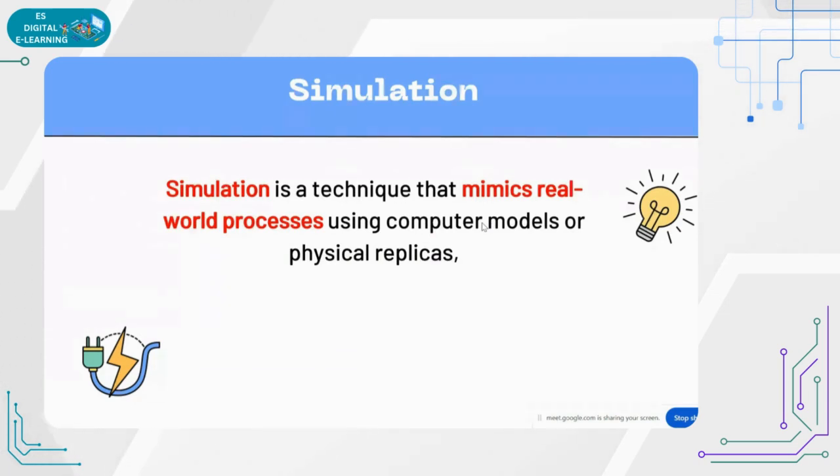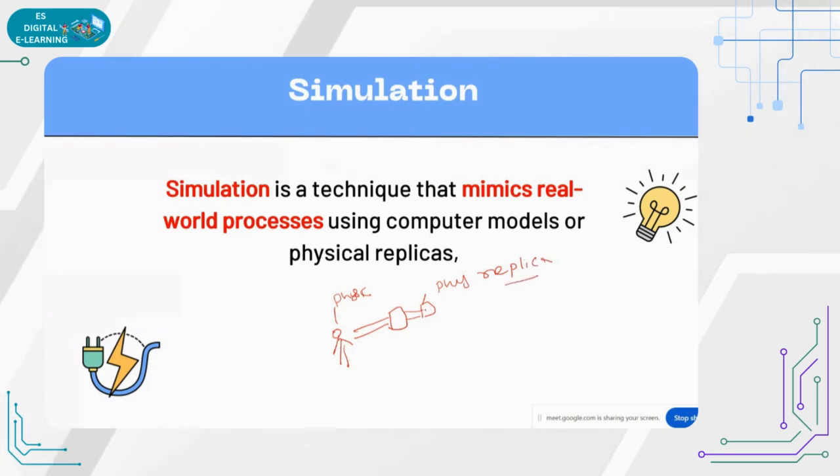Simulation is a technique that mimics a real world process using a computer model or a physical representation. Like you are aware, you have a camera, and you have captured some image. The image is the physical image, but when you capture it with the camera and you see it in the gallery, that is a physical representation, right? It is a physical replica in an application.